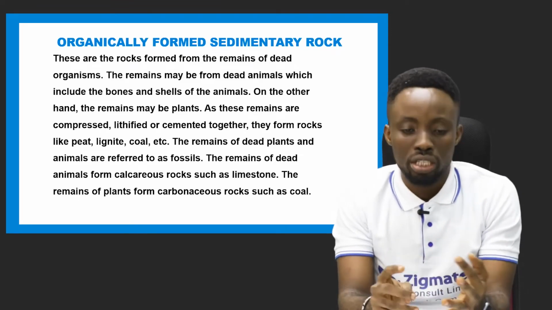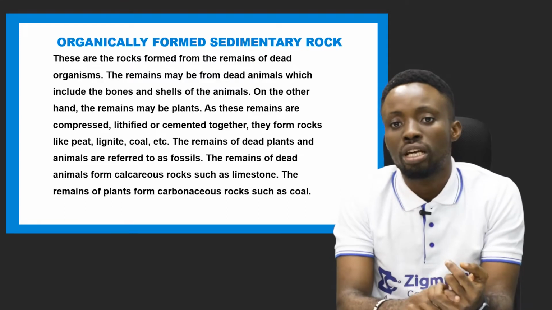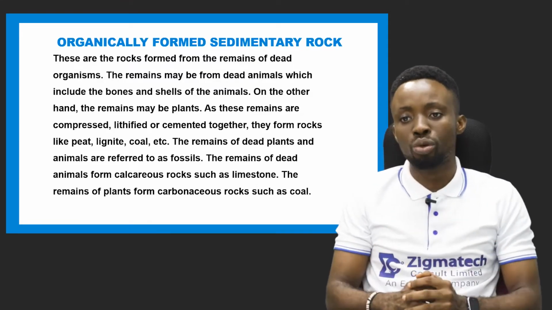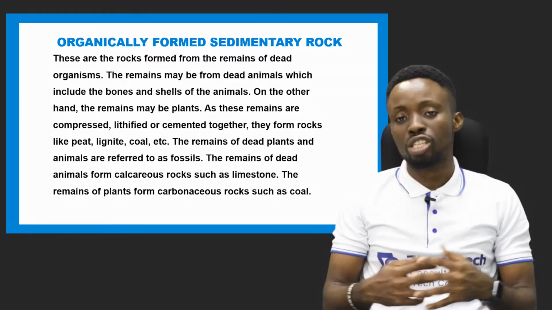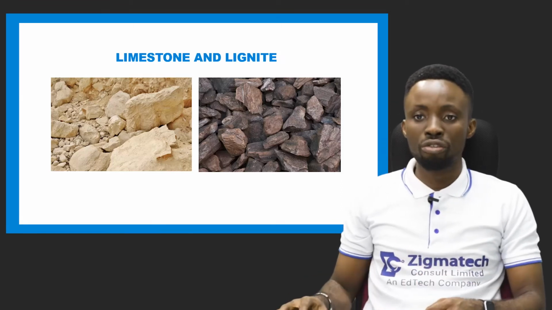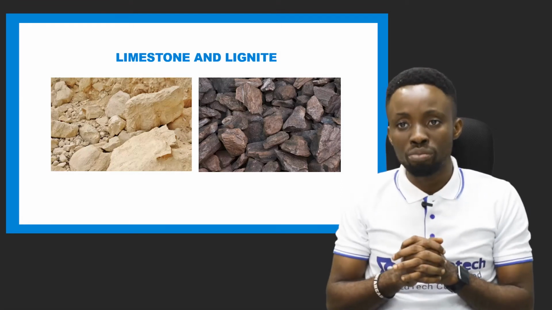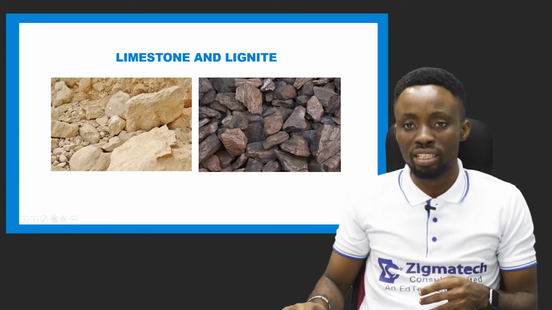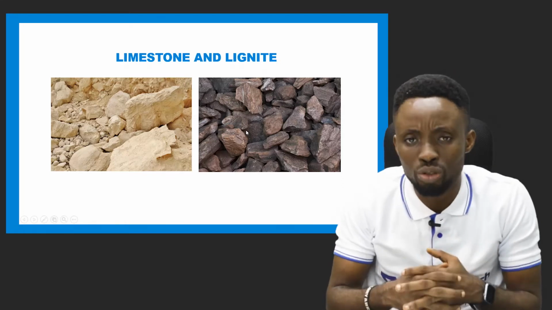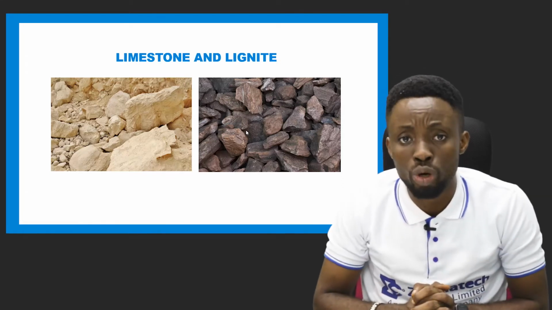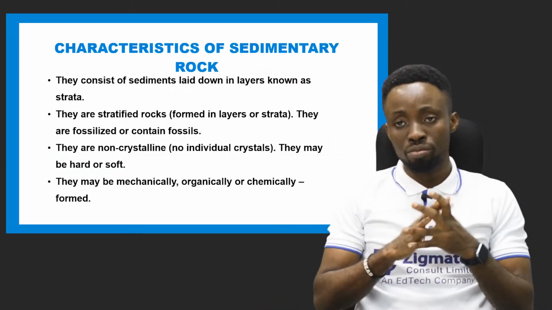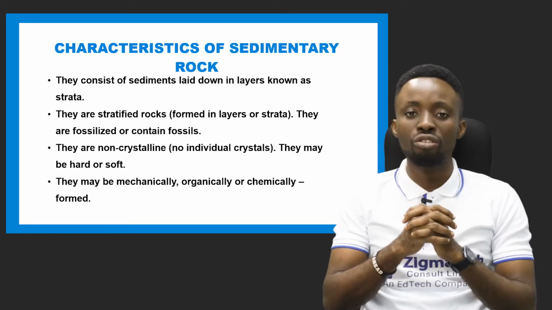Examples of such are things like coal, lignite, and peat. These are limestone. These are organically formed sedimentary rocks that we have. So let's look at an example of an organically formed sedimentary rock. Now, if you look at the screen, we have limestone and lignite. This is a limestone rock, and this is a lignite type of rock. And limestone rocks are actually found in places where we call the karst region. So that's for the three categories of sedimentary rock.